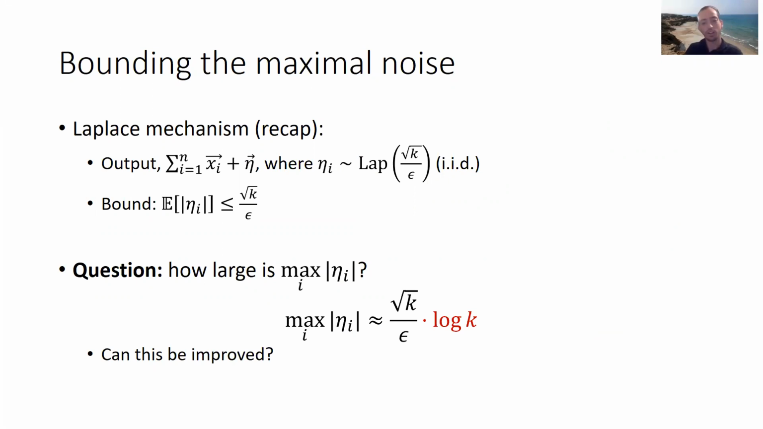So for each coordinate, you add Laplace noise. And now the maximal noise will be roughly log k more than the average noise, because it has some tail, so if you hit many independent samples, then some of them will be larger than the average. The maximum noise will be log k higher than the average noise. What's the failure probability for this expression? Is it the expected noise? Yeah, you can say expected maximum. The expected maximum will be log k times larger.